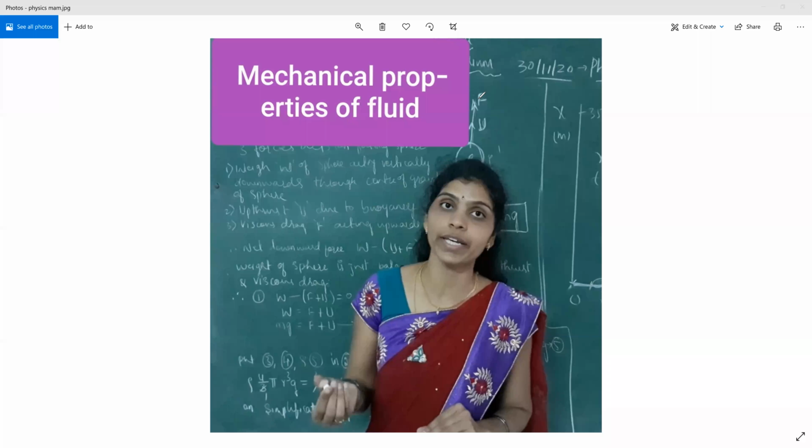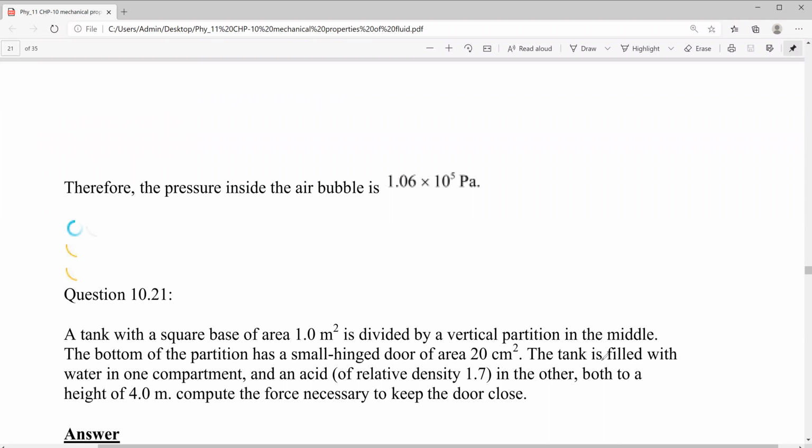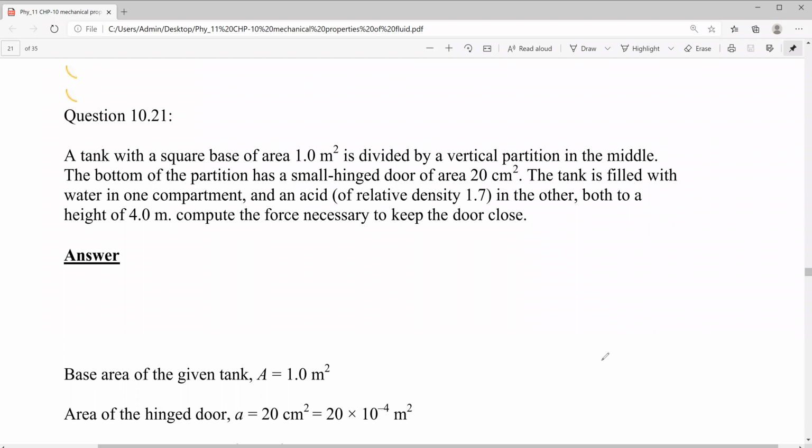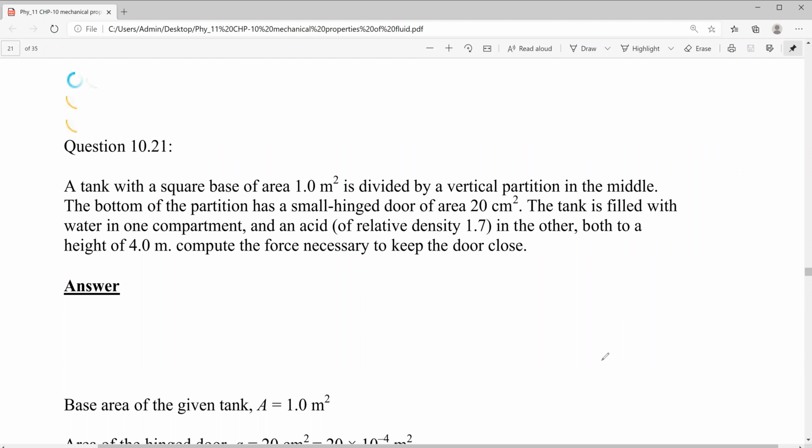Okay, well. So next, we shall move to the next problem. So that is 10.21. A tank with a square base of area 1 meter square is divided by a vertical partition in the middle. The bottom of the partition has a small hinged door of area 20 centimeter square. Tank is filled with water in one compartment and acid in another, both of height 4 meter. Compute the force necessary to keep the door closed.